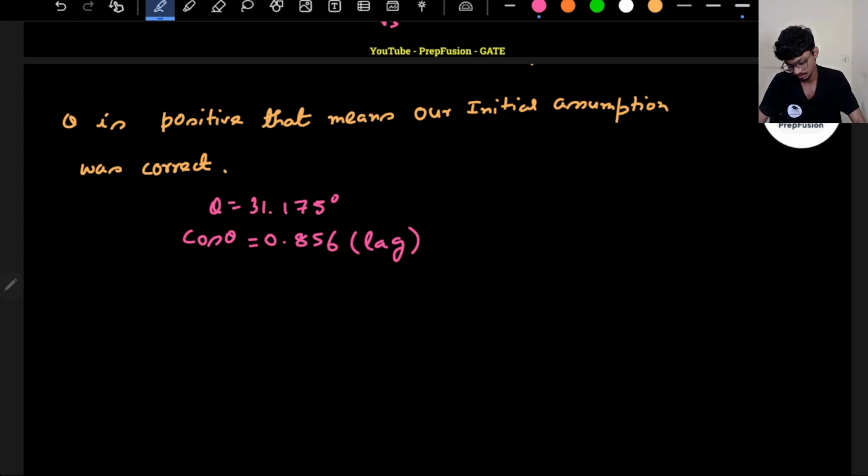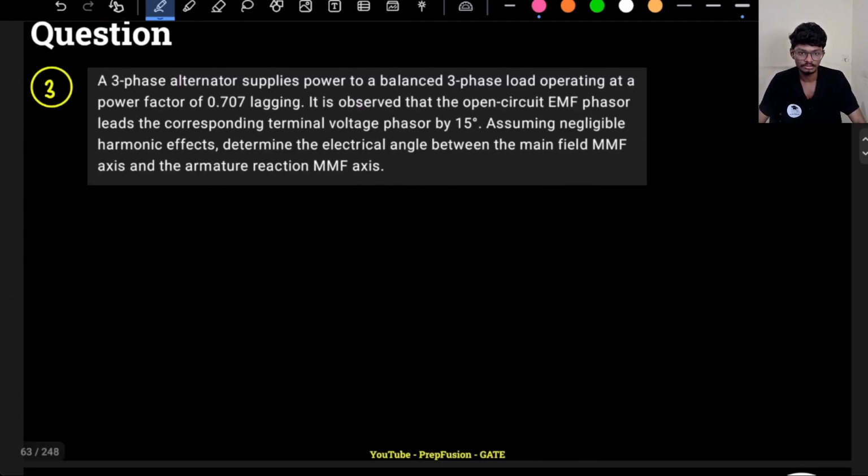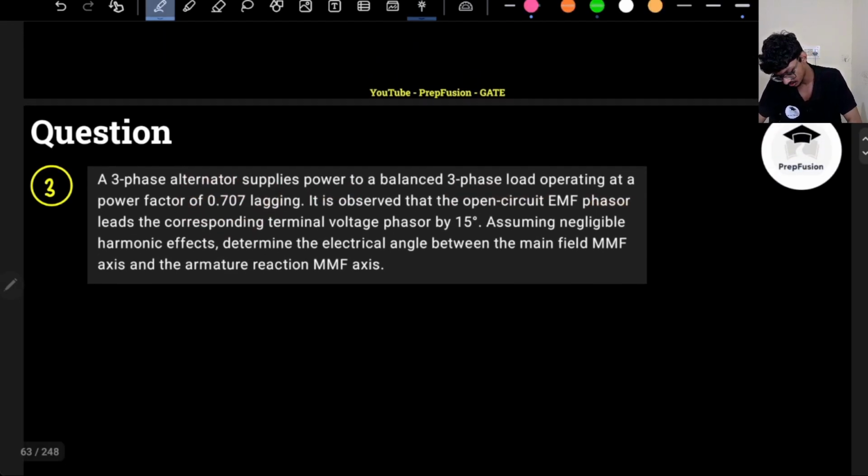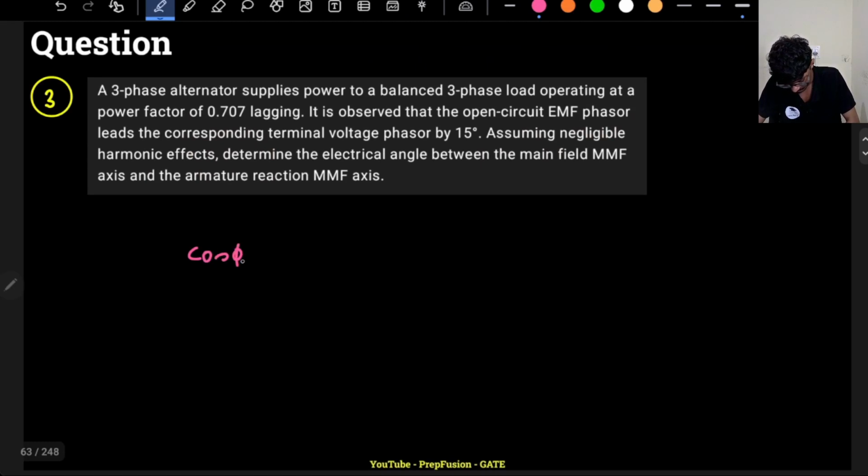Very simple and easy to understand. Okay, let's now solve the third question. A three-phase alternator supplies power to a balanced three-phase load operating at power factor 0.707 lagging. So cos theta is 0.707 lag. Okay, it is operating at balanced load.